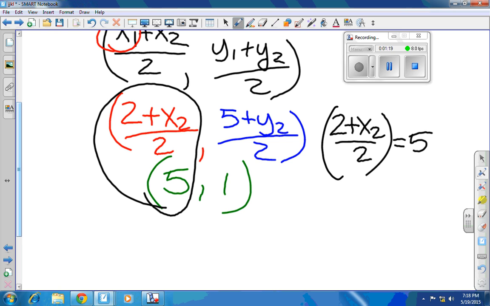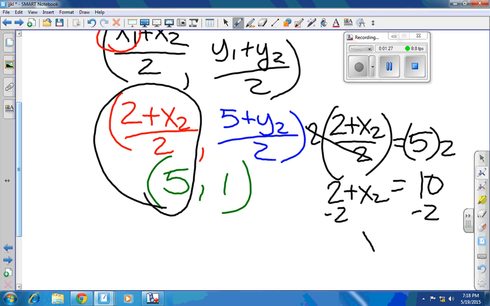And then I just solve my equation. I multiply both sides by 2. On the right side I get 10. On the left side I'm left with 2 plus x sub 2. I subtract 2 from each side and we get x sub 2 equals 8. So I found the x value of the other endpoint.